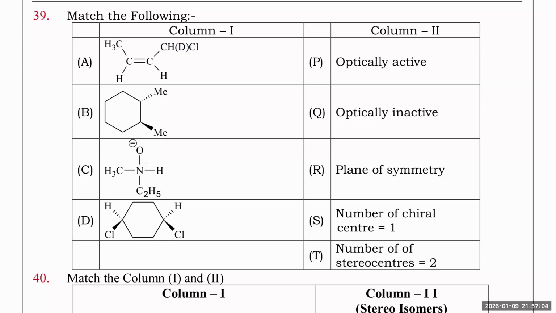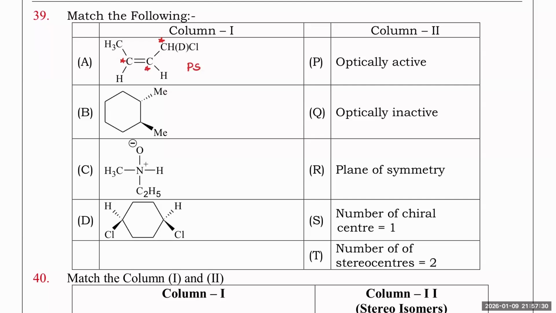So what are all the correct options? P, optically active, is correct. Second, there is no plane of symmetry. Number of chiral centers is 1, which means S is correct. Number of stereo centers. Have you noticed that this is this carbon, and this carbon? All three together are stereo centers. So here the option given is 2, that is not correct. So only P and S are correct in this case.